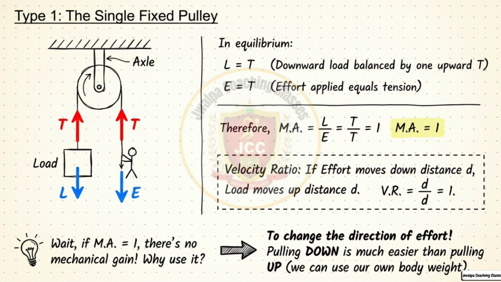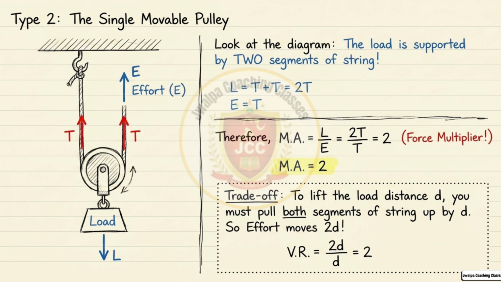Pulling down is just way easier than pulling up, mostly because we can use our own body weight to help us out. So basically what we have learned here is that a single fixed pulley changes the direction of effort but offers zero mechanical gain. Now this brilliantly illustrates the contrast with type 2, the single movable pulley. In this setup, notice how the pulley itself isn't attached to the ceiling. It literally moves right along with the load.